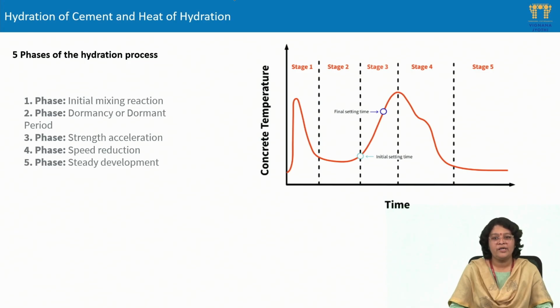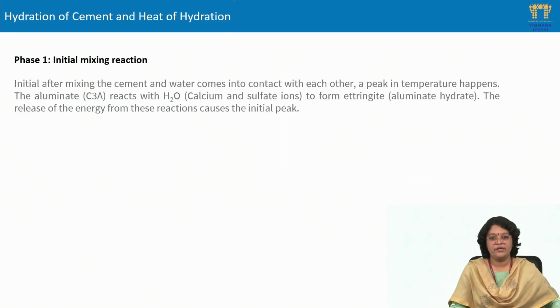And there is a hump that can also be seen in stage 4, which actually says the ettringite is just going to get transferred into the monosulfate. And again in stage 5, they could see there will be a steady state increase in the liberation of heat. So this is how the whole of the 5 phases are going to get defined in the hydration process.